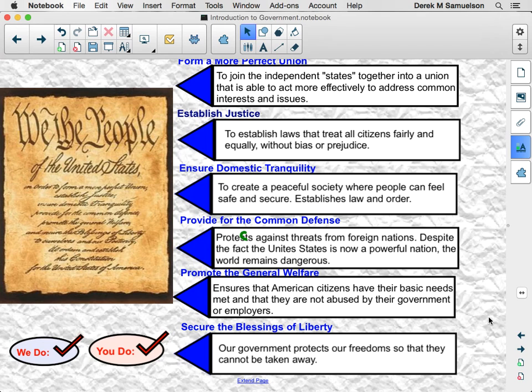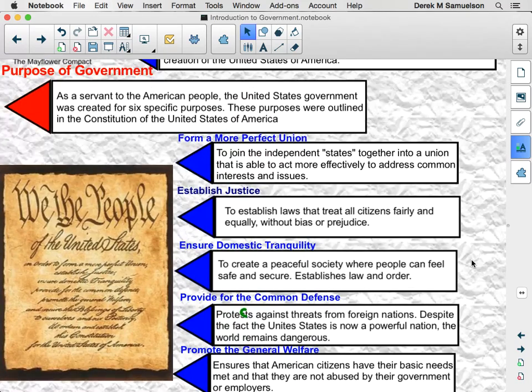So the entirety of the United States preamble is: We, the people of the United States, in order to form a more perfect union, establish justice, ensure domestic tranquility, provide for the common defense, promote the general welfare, and secure the blessings of liberty to ourselves and our posterity, do ordain and establish this Constitution for the United States of America. Those are the goals of our country. That is why our government exists.